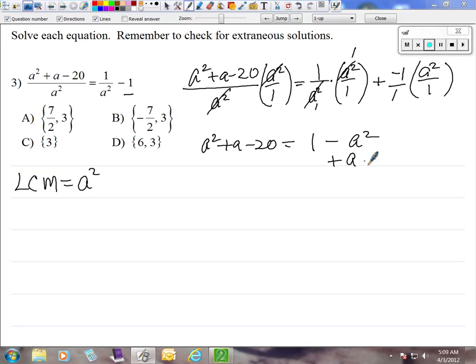So I'm going to add an a squared. We want this side to be 0. So I want to get this 0. I'm going to add the opposite to both terms here. But whatever we do to that side, I'm going to add a negative 1 here also, and a positive a squared here. And that's how we get our 2a squared, plus a in the middle, minus 21 equals 0.